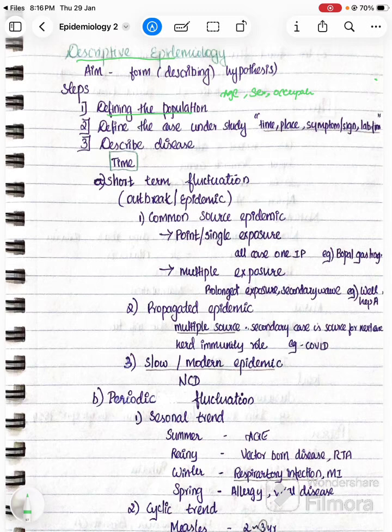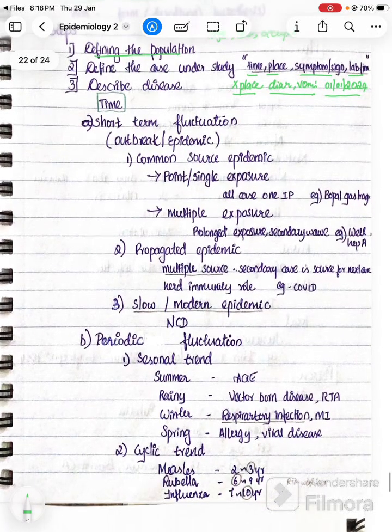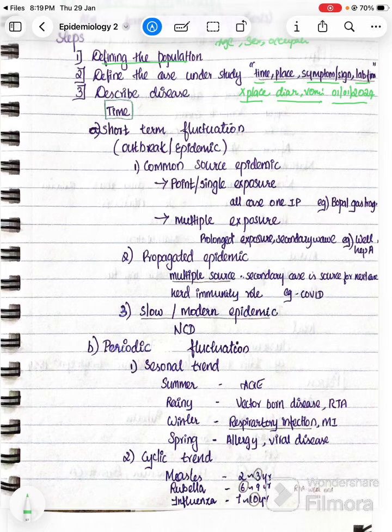Next, define the case under study based on time, place, signs and symptoms, and lab findings. For example, people of X place are having diarrhea and vomiting since 1/1/2024. We have covered place here. The symptoms and time need to be there in the definition of the case. Now describe the disease in terms of time, place and person.